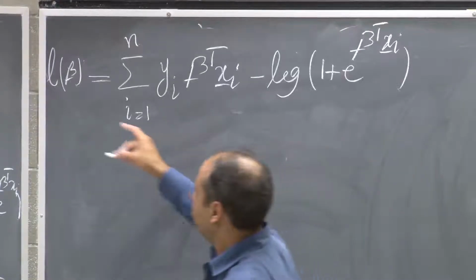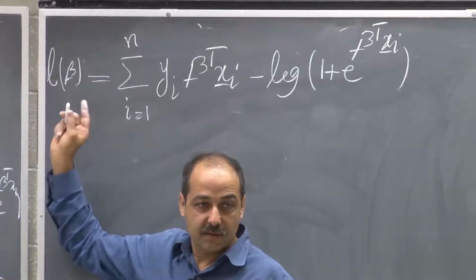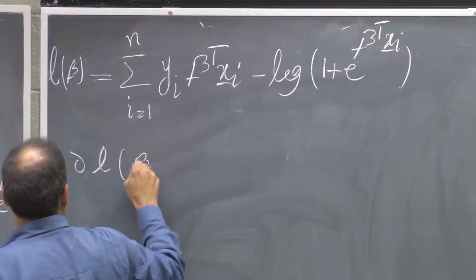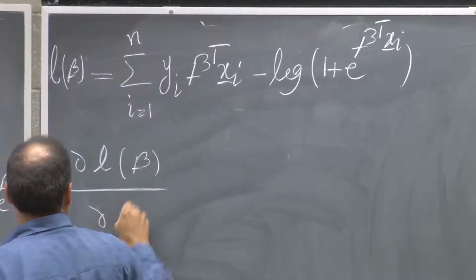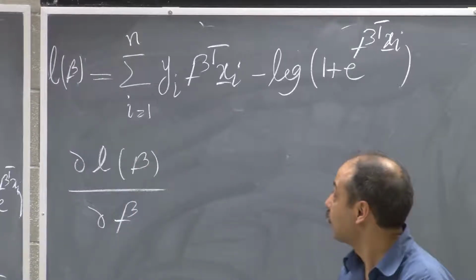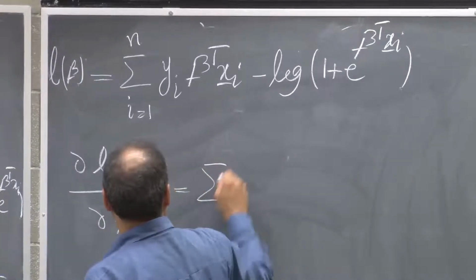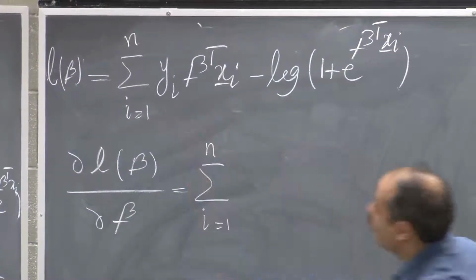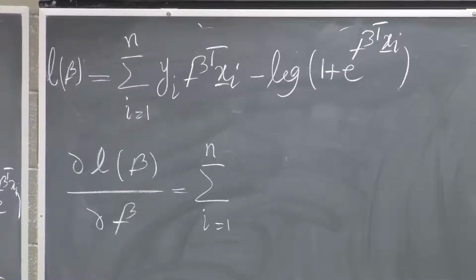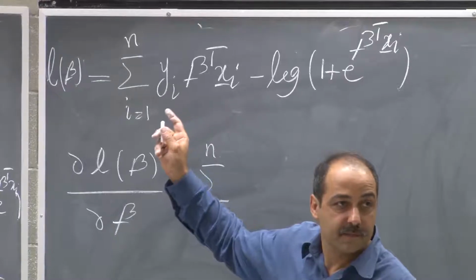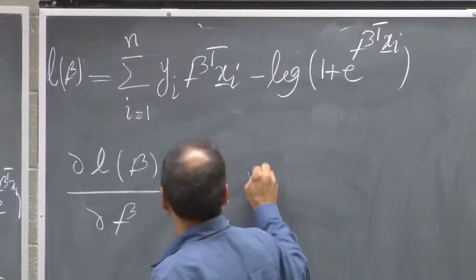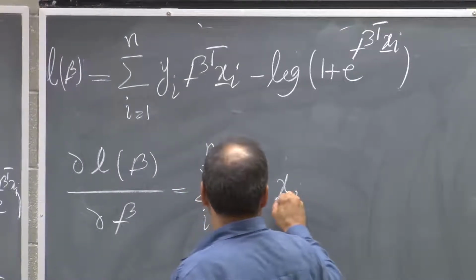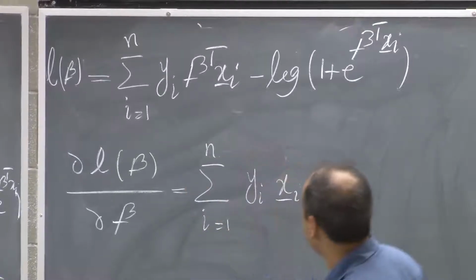So to maximize this, I have to take the derivative of this L, set it to 0. So I have to take the derivative of L with respect to beta. So it's going to be sigma. The derivative of the first term with respect to beta would be, sorry? yi xi. It's yi xi or yi xi transpose.